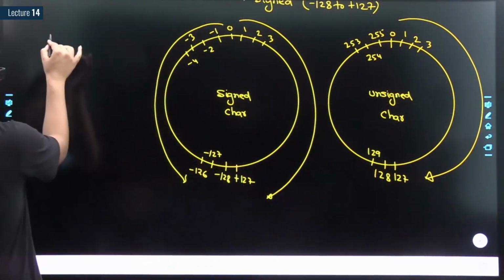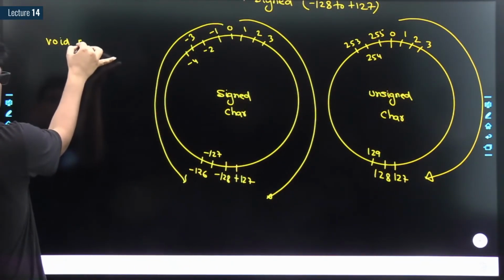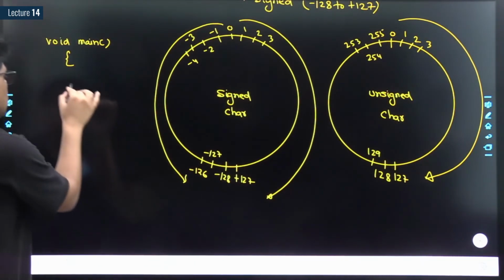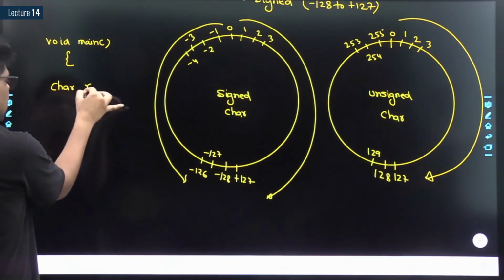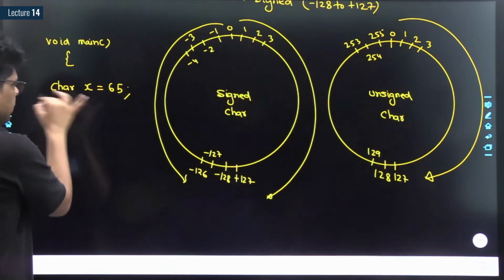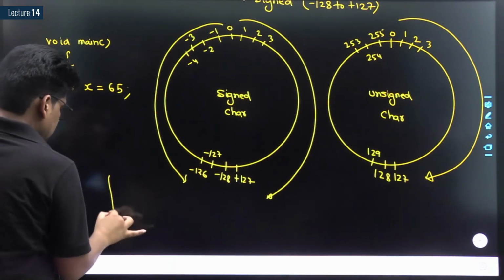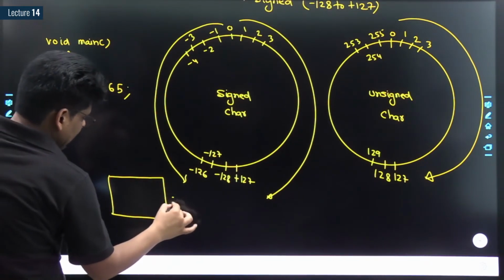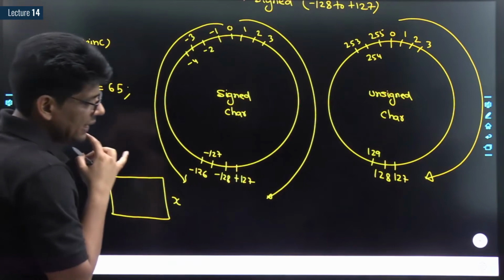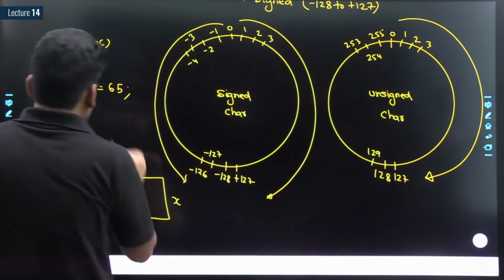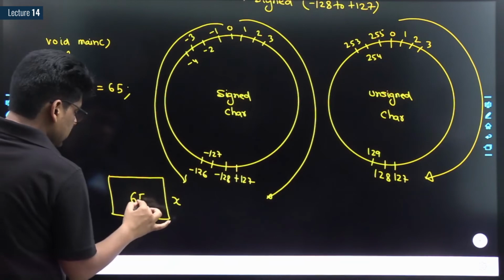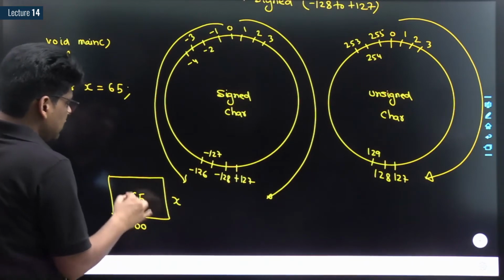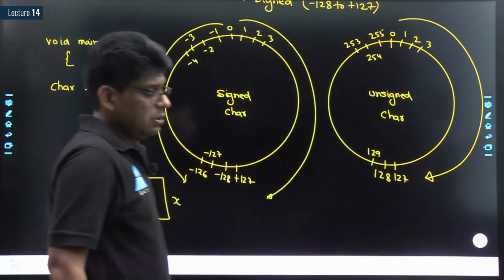Sir, void main. See, I am not writing hash include stdio.h because till now you get to know about it. char x is equal to 65. Sir, what will happen with this? Inside memory, some variable x is created, and the value that gets stored is 65. And it must have some address. Okay? Is it okay? Yes, sir. Done.